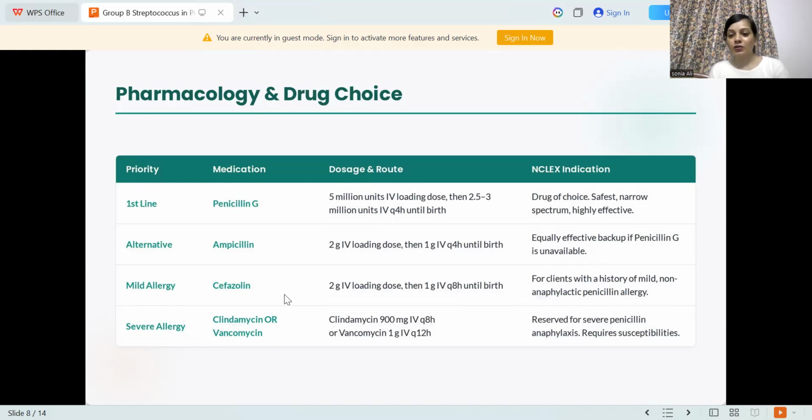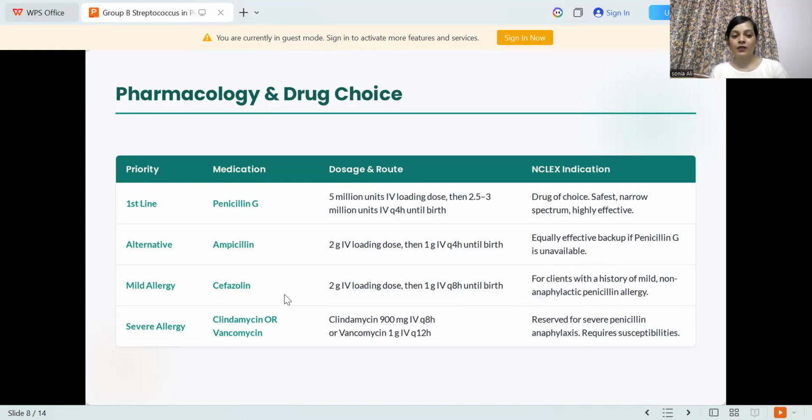It is the drug of choice, and it is the safest, a narrow-spectrum and highly effective drug for GBS treatment. The alternative is ampicillin. Ampicillin requires a 2 gram IV loading dose and then 1 gram every 4 hours until the birth. It is equally effective and a backup if penicillin is not available. So we will give this alternative, ampicillin.